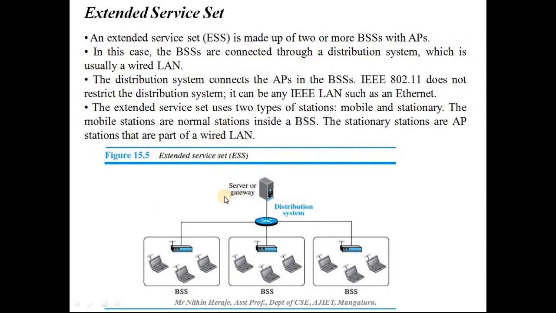Next is extended service set. In an extended service set, there are many BSS connected together to a distribution system through a router. You can see this is a wired connection from the distribution system to all the access points, and this is an individual BSS infrastructure. So these can communicate with other BSS also, and that's called an extended service set.